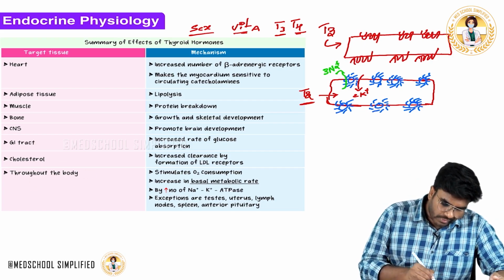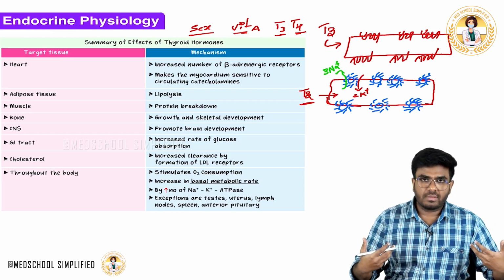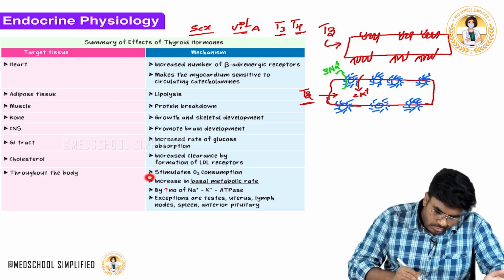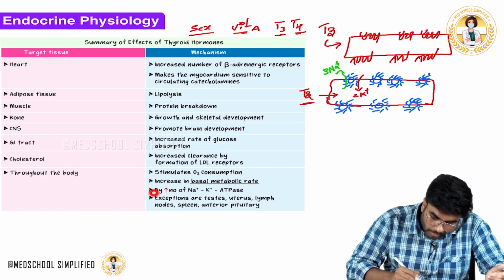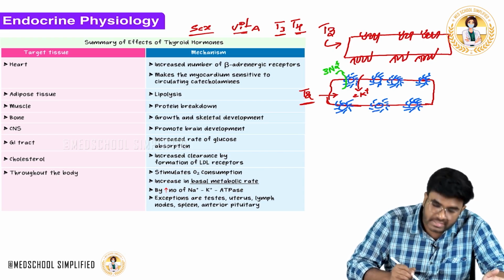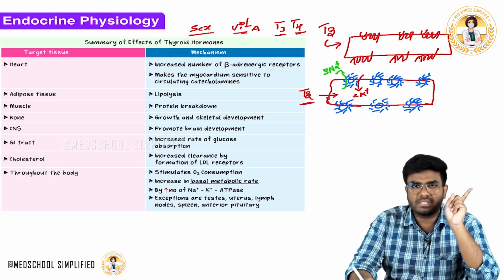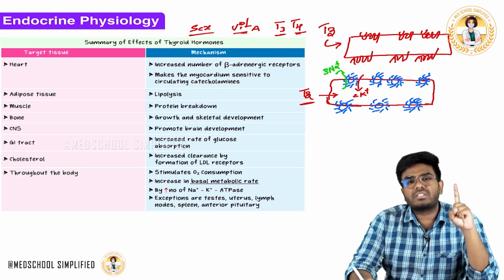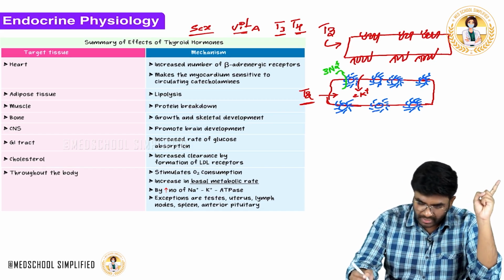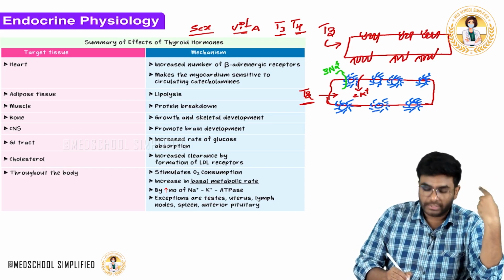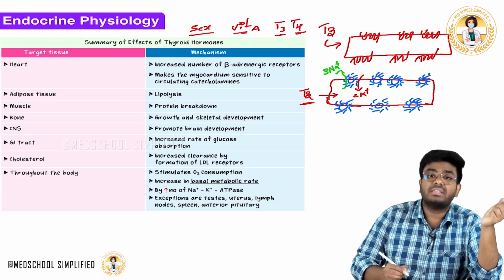So now throughout the body, what is happening? See, it stimulates the oxygen consumption. Yes, more oxygen will be utilized by the cells. Why? Because ATP is getting broken down, right? So it stimulates the oxygen consumption and increases the basal metabolic rate, BMR. How? By increasing the number of sodium potassium ATPases. The thyroid hormones increase the basal metabolic rate by increasing the sodium potassium ATPases in all the places of the body, except exceptions. BMR is not increased in testis, uterus, lymph nodes, spleen and anterior pituitary. These are the exceptions.